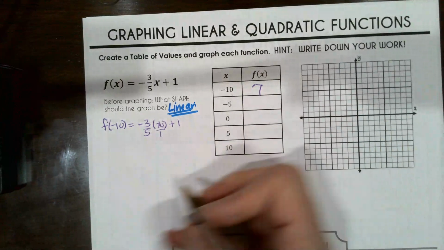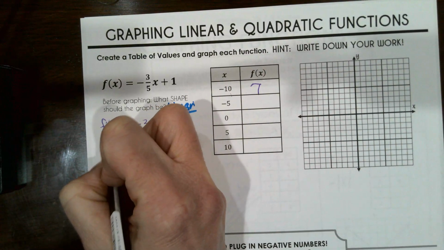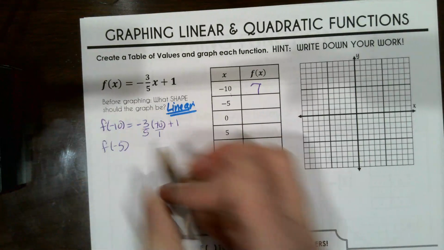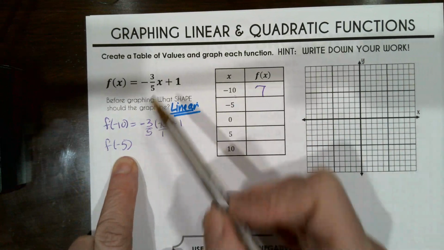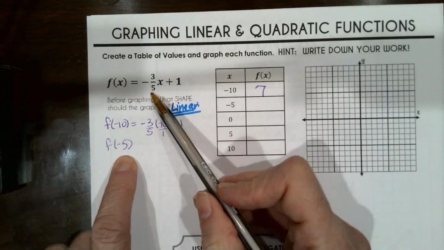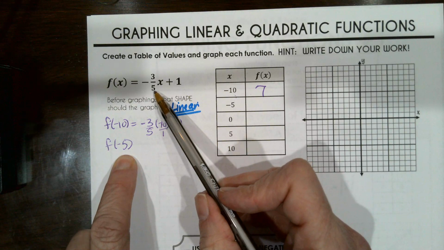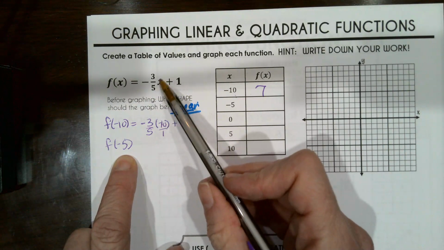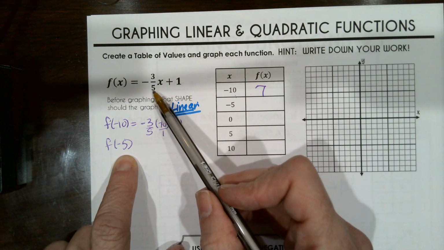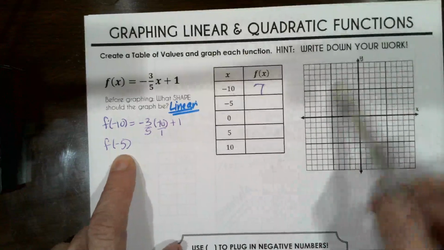So the next one is f of -5. And I'm going to give you a little hint. The reason I picked these numbers is I want to get rid of the fractions. I don't want to have to graph fractions if I can avoid it. So I am choosing numbers that are multiples of 5 so that I can easily kill off the fractions and I have an easier graph.